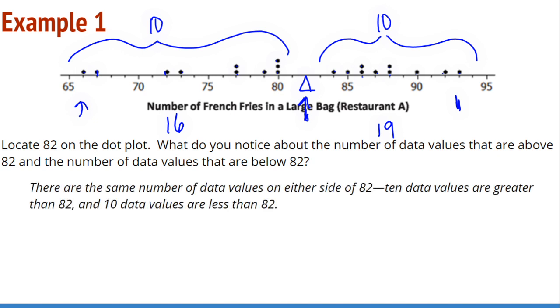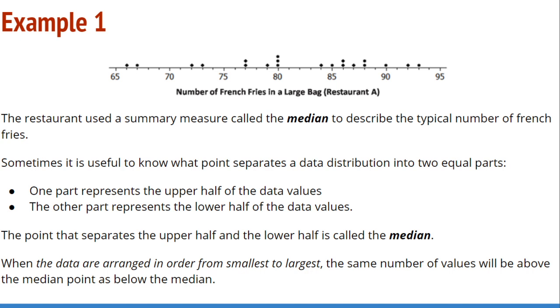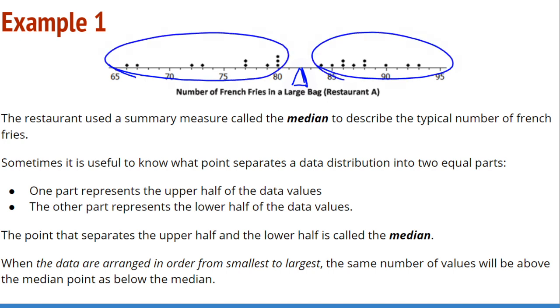Well, interestingly, we've already made one of the observations. We have the same number of data values on either side of 82. We have 10 to the left and we have 10 to the right. So 82 is in between the two halves. So the restaurant used a summary measure called the median. So the most important observation from that last slide is that we had 10 bags to the left and 10 bags to the right. The restaurant used a summary measure called the median to describe the typical number of French fries.